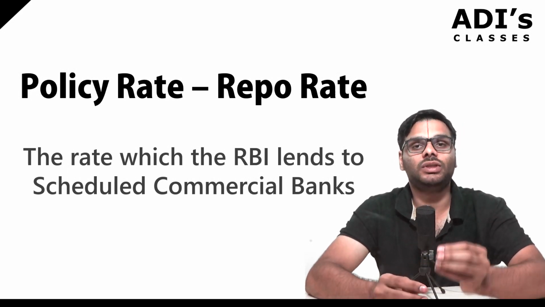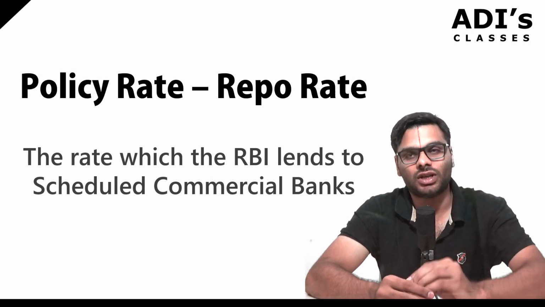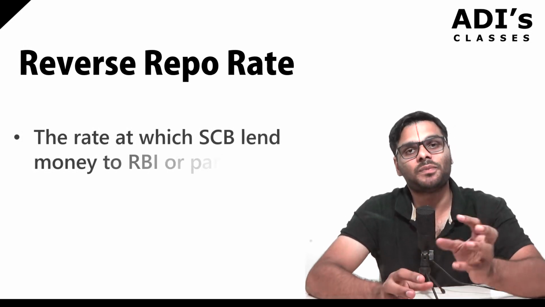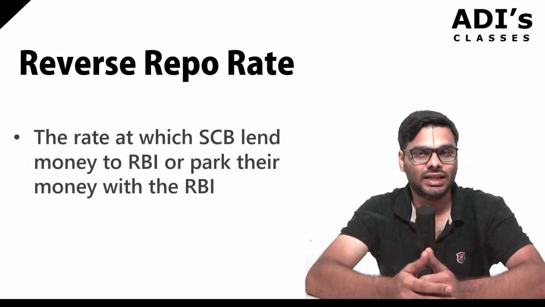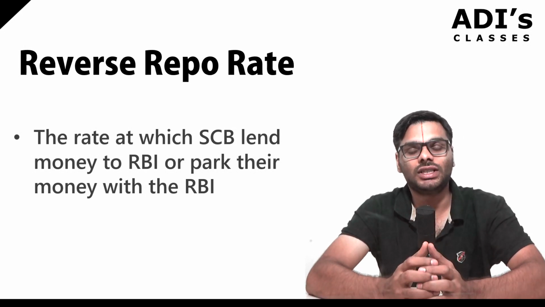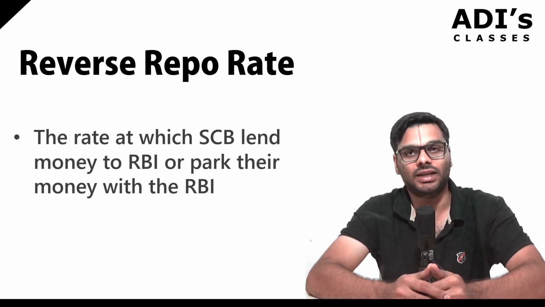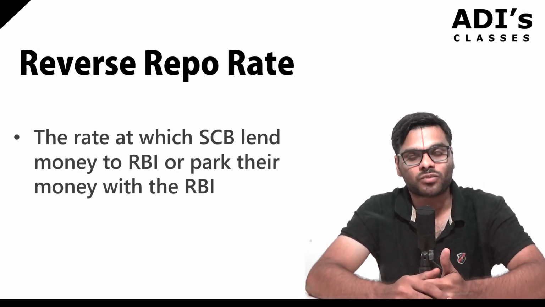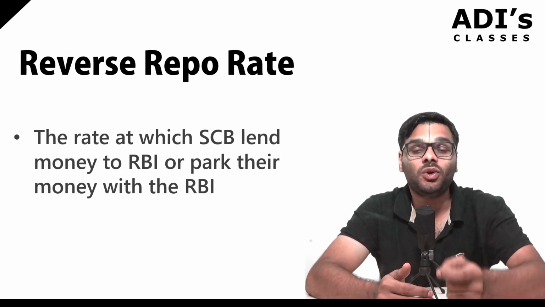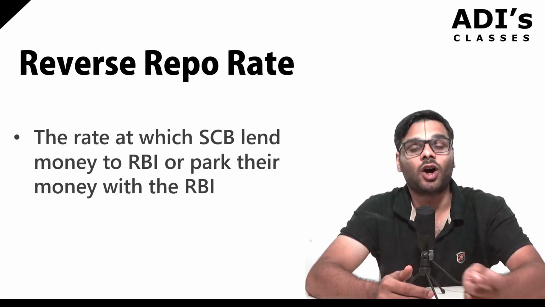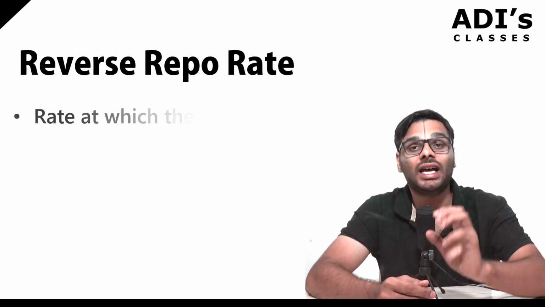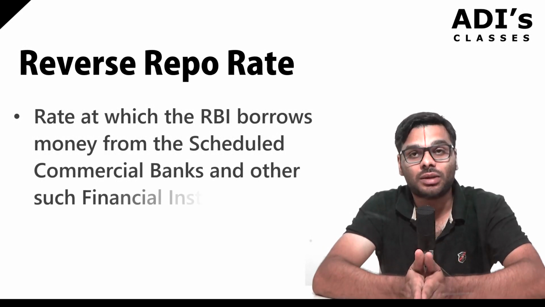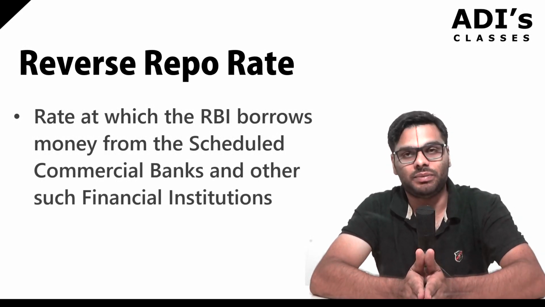Now, similarly, just as there could be a deficit sometimes in scheduled commercial banks, in which case they will borrow from RBI, there will be certain conditions where the scheduled commercial banks have excess money. So, in this case, they will park their money with the RBI. The rate at which the scheduled commercial banks lend to the RBI or park their money with the RBI is known as reverse repo rate.